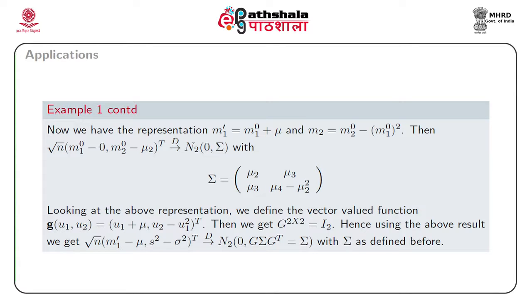Now looking at the above representation, we define the vector valued function g with elements u1 plus mu and u2 minus u1 square. Then we get the 2 cross 2 matrix G as I2. Hence, using the above result, that is the delta theorem, we get that the large sample distribution of m1 dash and s square is again bivariate normal with mean vector 0, and the dispersion matrix in this case is sigma, because G is obtained as the identity matrix of order 2.